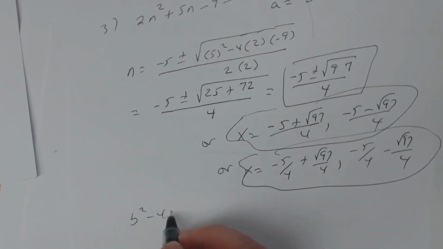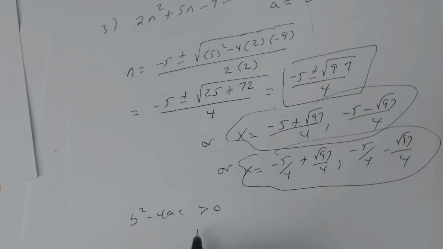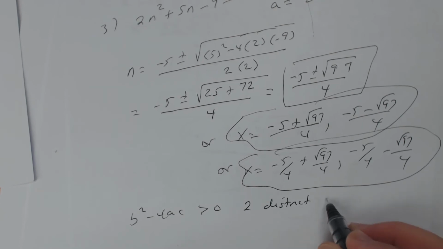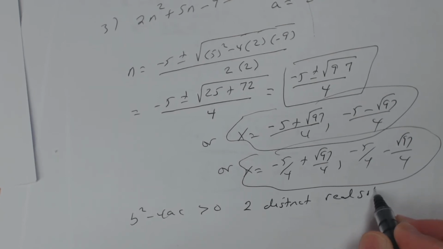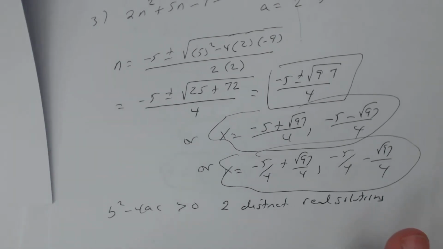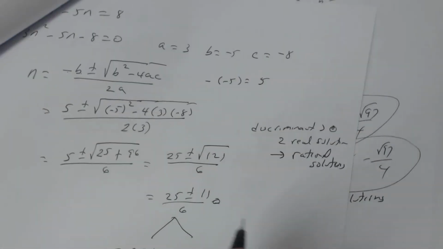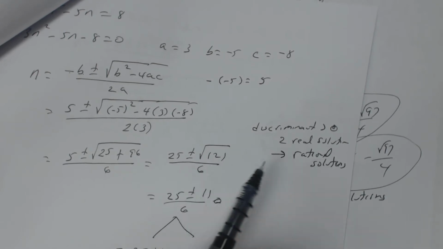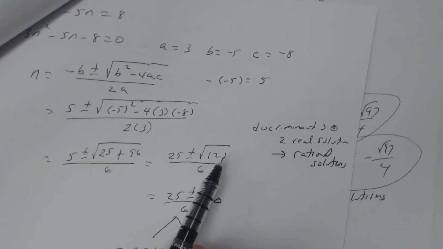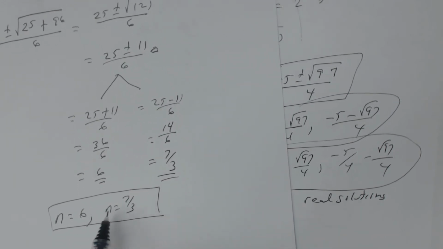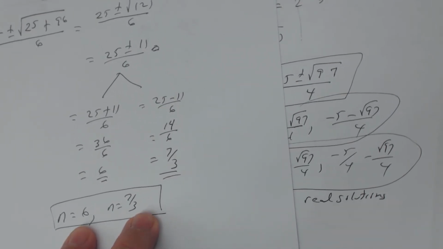b squared minus 4ac is positive. All right, so that means I'm going to get two different real solutions. Okay, now let's talk about the previous lesson. This positive number was a perfect square. So remember, if the discriminant is a perfect square, you're going to end up with rational solutions. So that's why it looked like this.